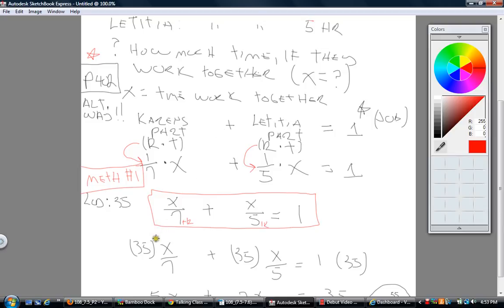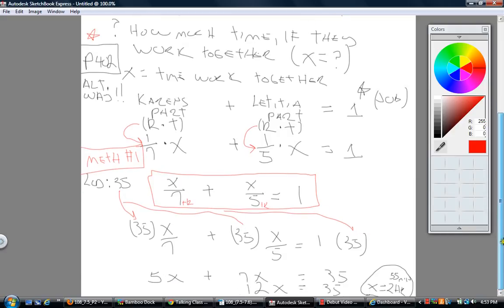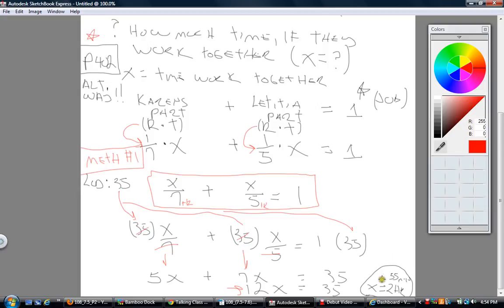What you're going to do is look at the 7 and 5 and ask, can I clear out the fractions? So multiply every term by 35, the LCD, and then you get into fairly easy work pretty quick. 7 goes into 35 five times, 5 goes into 35 seven times, and now you have 5x plus 7x is 12x equals 35. Divide by 12, and the final answer is 2 hours and 55 minutes. You've got to watch that conversion if they ask for it that way instead of a fraction.